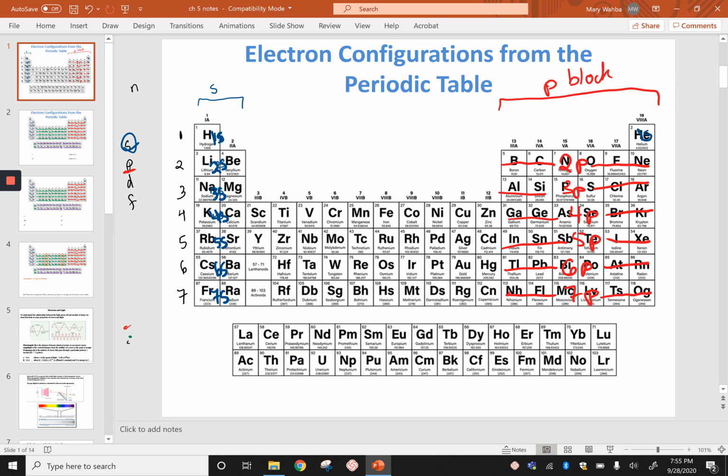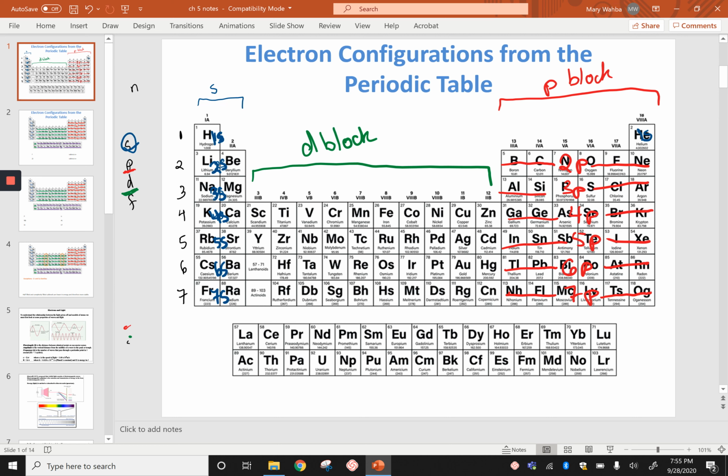Let's do those in green. D has 5 orbitals. And so if we have 5 orbitals, we can take up to 10 electrons. Do you see a block of 10? Well, right here, that's your D block.